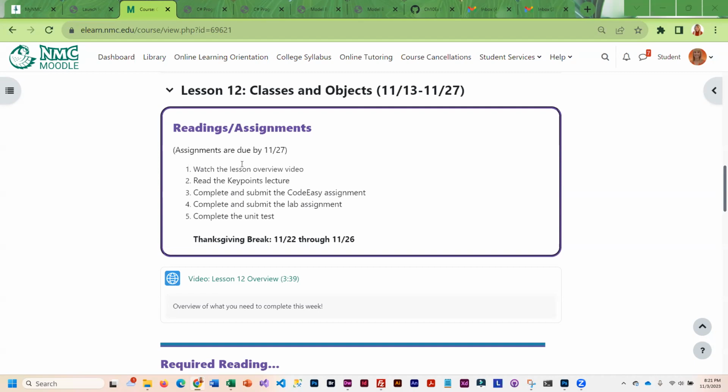And you'll notice that you're given a little more time than normal to work on this, because right in the middle of this lesson, we have Thanksgiving break. So the assignments are not due till after Thanksgiving. However, if you want to finish those before the 27th and get them done so that you can just relax and have fun on Thanksgiving, that is perfectly fine.